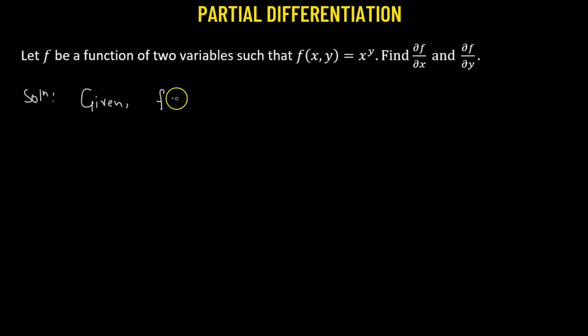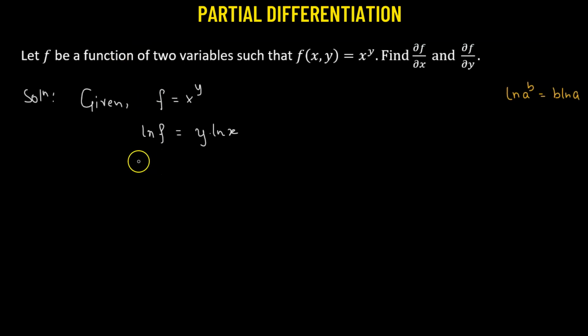So here we have f equals x raised to the power of y. What we'll do, we'll take the logarithm on both sides. So we have natural log of f equals y times natural log of x. Here we have used the property of logarithm. That means if we have log of a raised to the power of b, that will be equal to b times log of a.